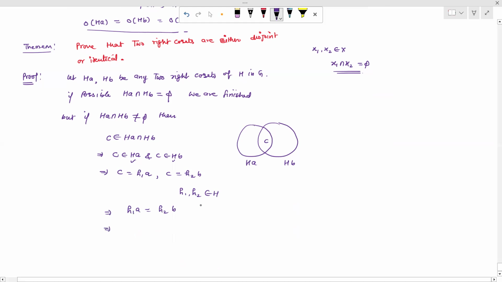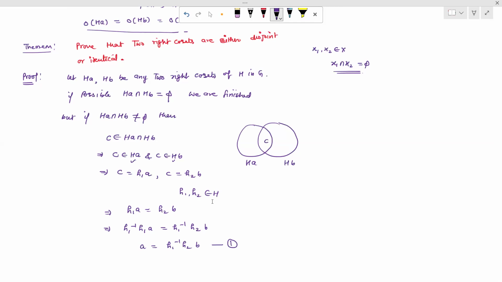This implies that when H1, H2 belong to H, its inverse also exists. So we pre-multiply by H1 inverse on both sides. So this gives us H1 inverse into H2 into B on the right, and on the left H1 inverse into H1 gives us A. So A is equal to H1 inverse into H2 into B. This is our equation number 1.